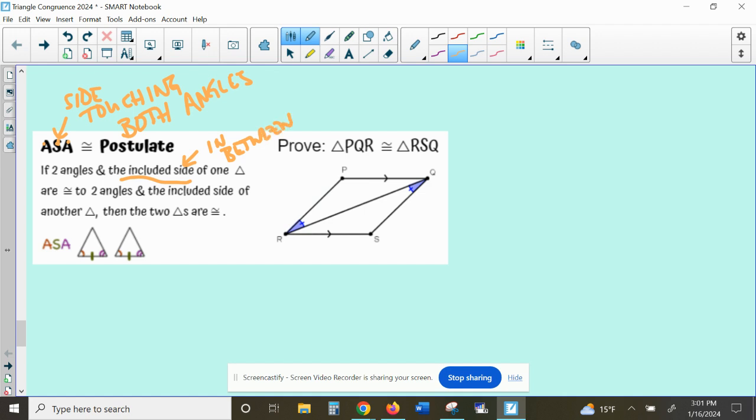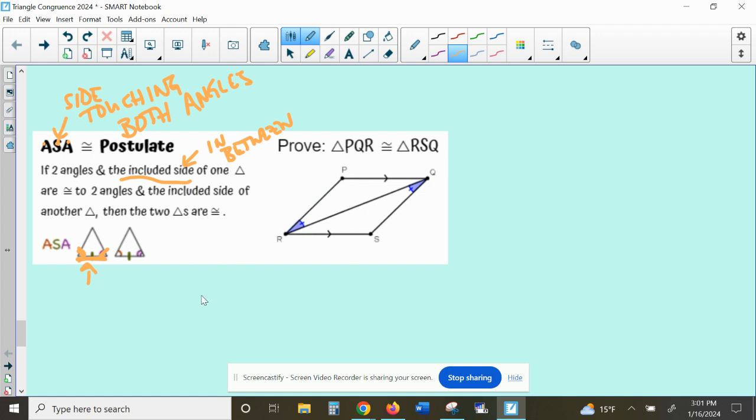All right. So you see a classic picture of it right down here. You see how we have these two angles? And we have the side that's in between them. So basically the side touches this angle and this angle. Has to touch both of them. And then you have angle, side, angle.